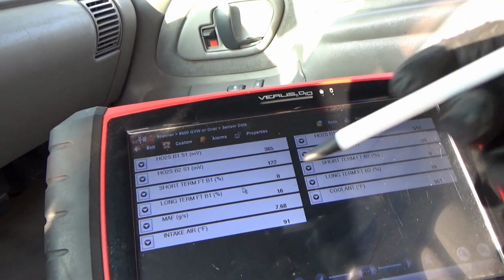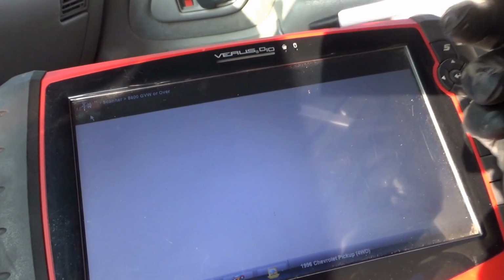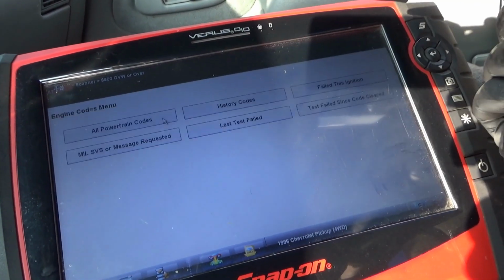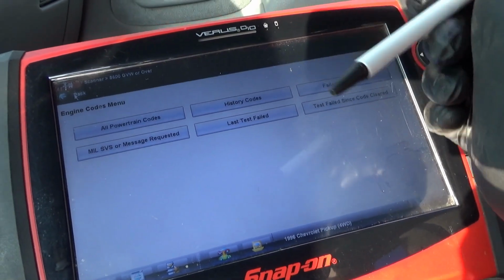Okay, 25 to 30% positive fuel trims. Now let's see if we set any codes. Nope, no codes yet, so we need to take it on a test drive.